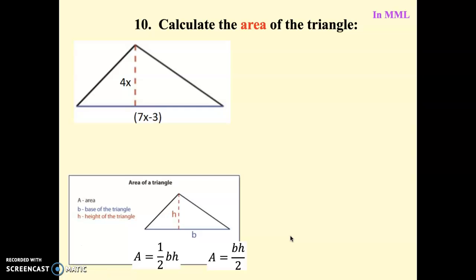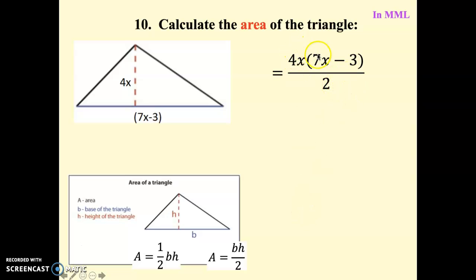Area, you take your base times your height and then divide it by 2. Or you take 1/2 of the base times the height. Okay? Well, in our example, the height is 4x and the base is the quantity of 7x minus 3. So to calculate the area, I'm going to take my base times my height and divide the whole thing by 2.